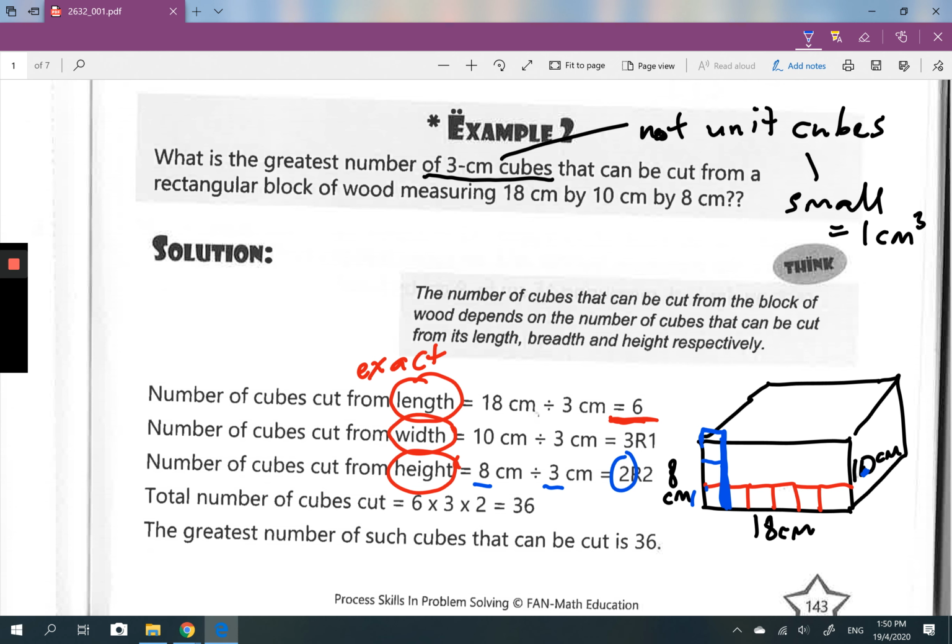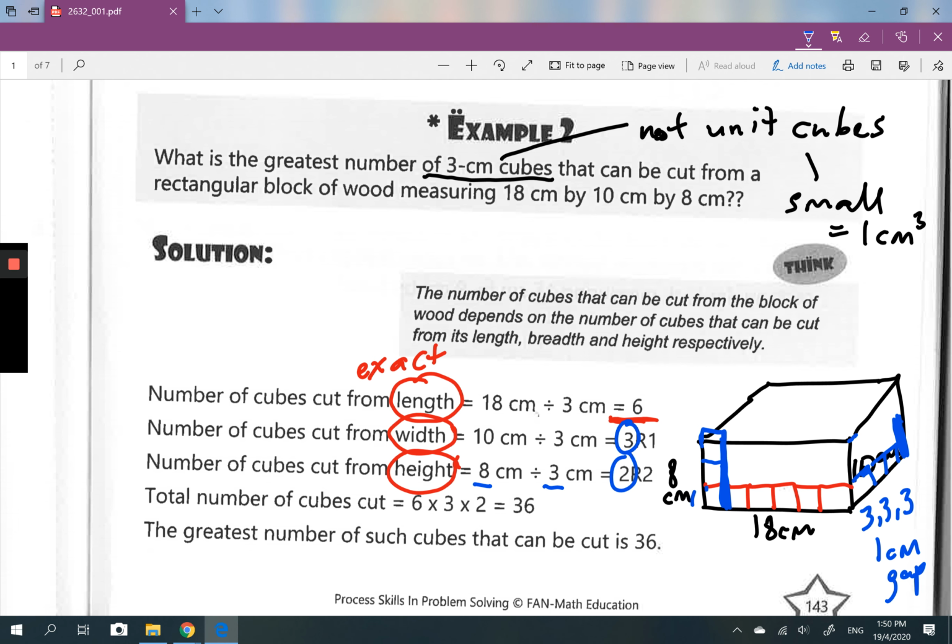Let us try again with the breadth, 10 cm. How many 3 cm cubes can be formed along the breadth? We have 3, 3 plus 3, 6, 6 plus 3, 9, and then we are going to get a 1 centimeter gap. So we're going to have a 3, 3, 3, and then a gap here that the 3 cm cube cannot form. So how many cubes can we cut from the width? 3.